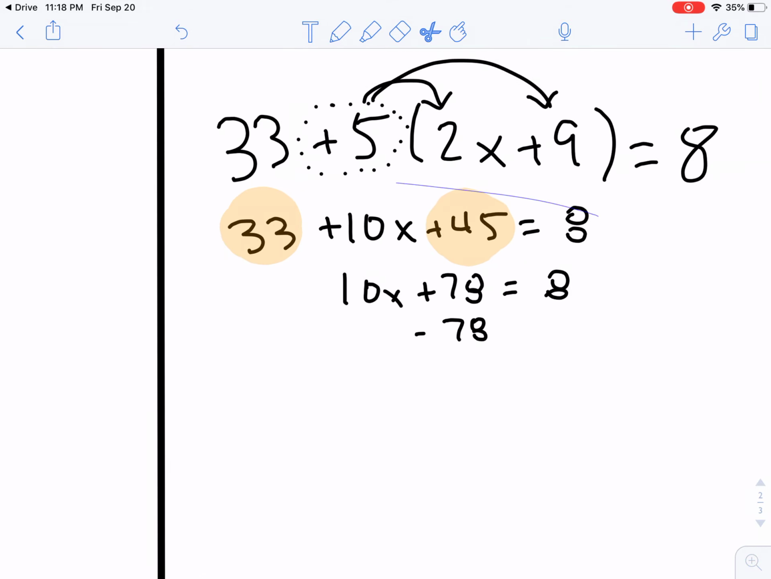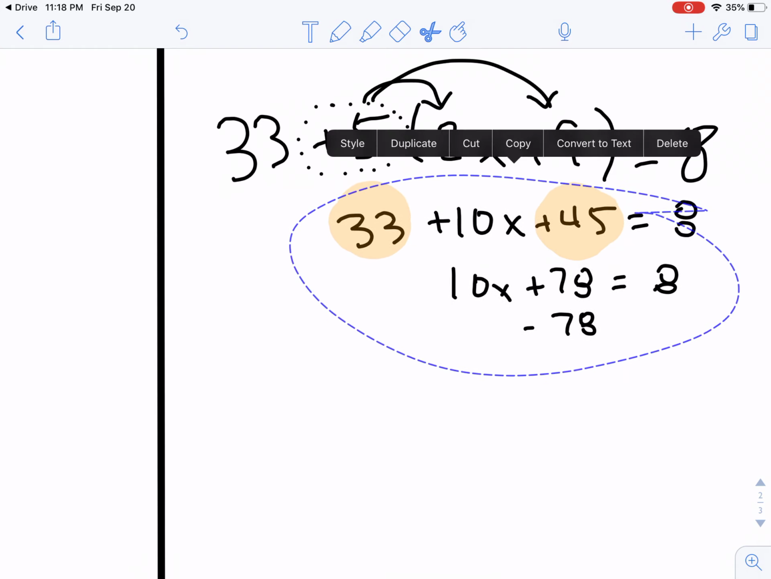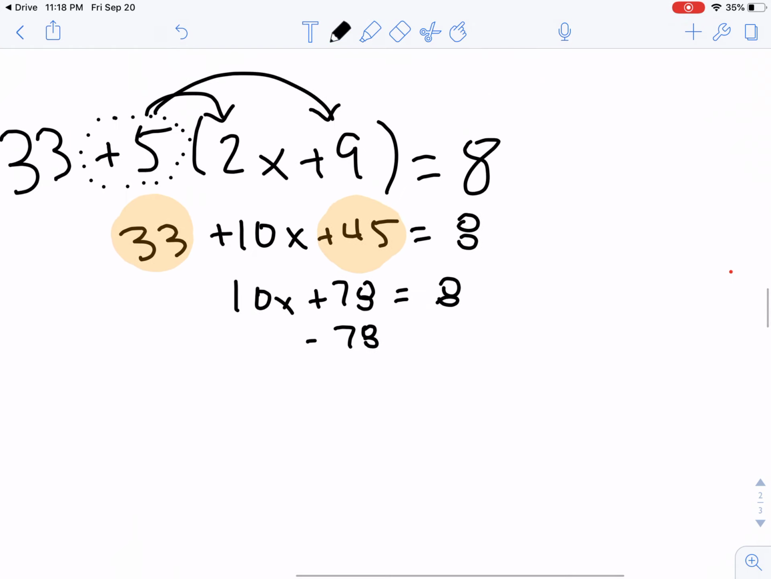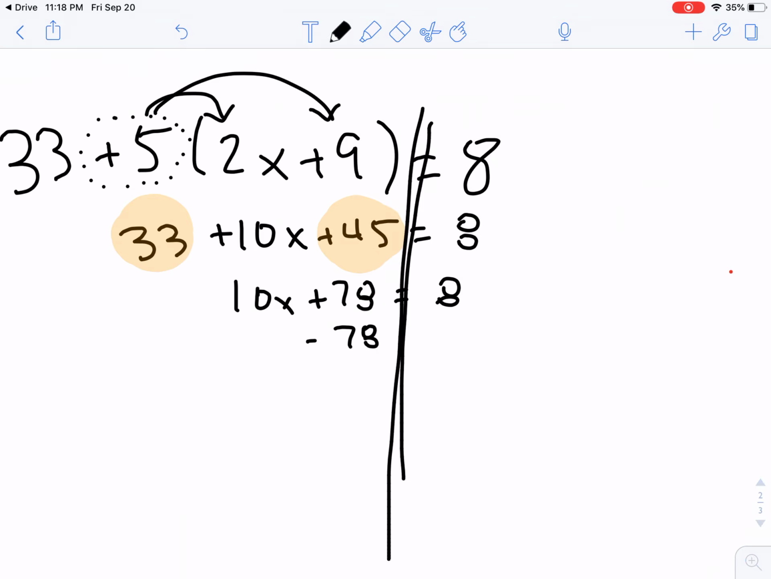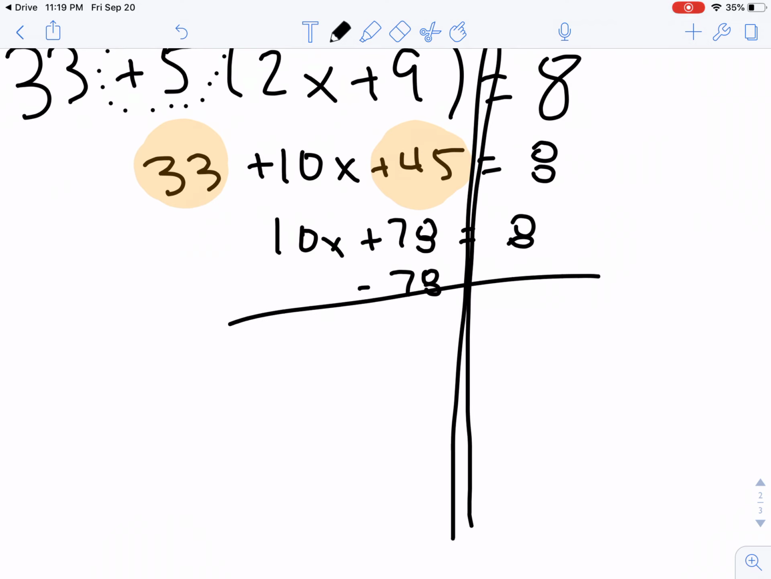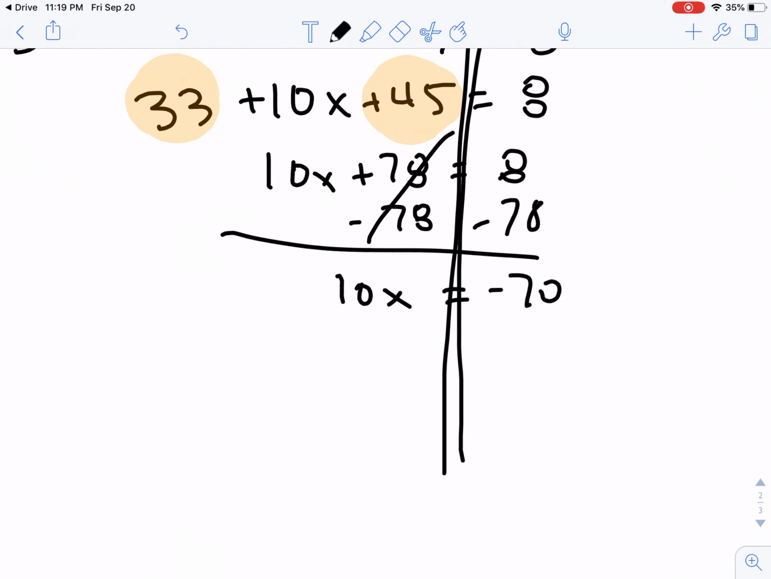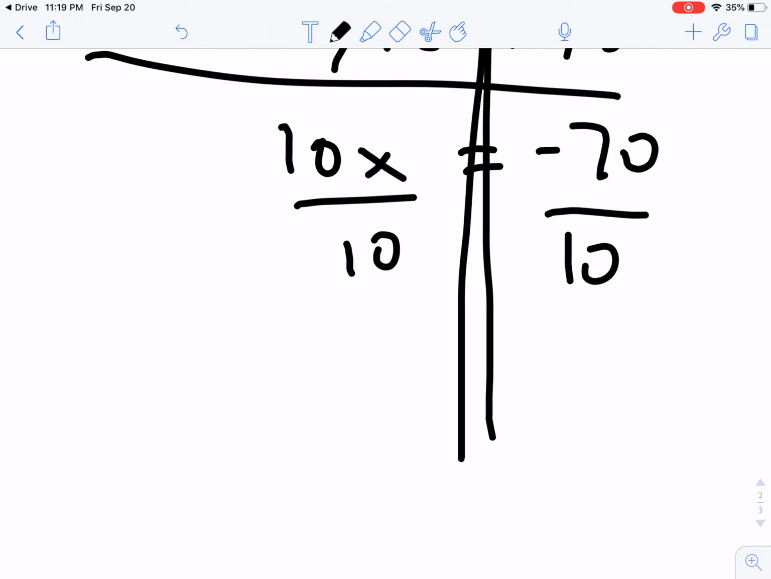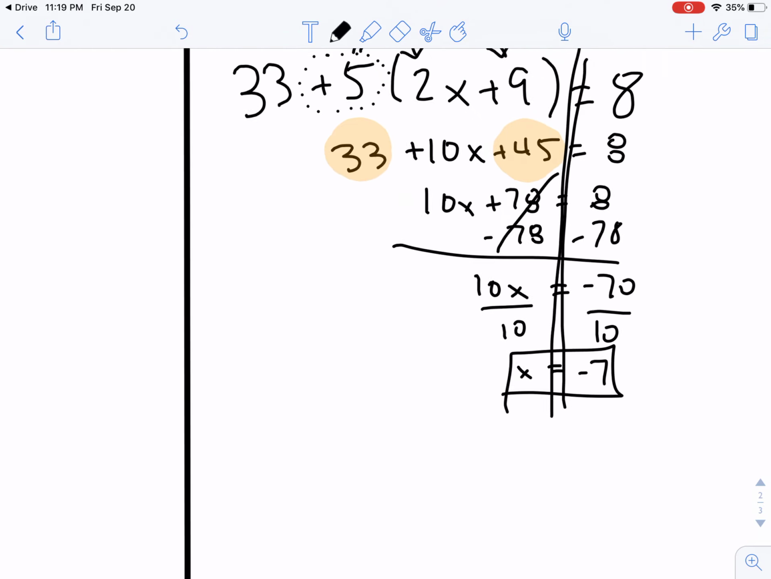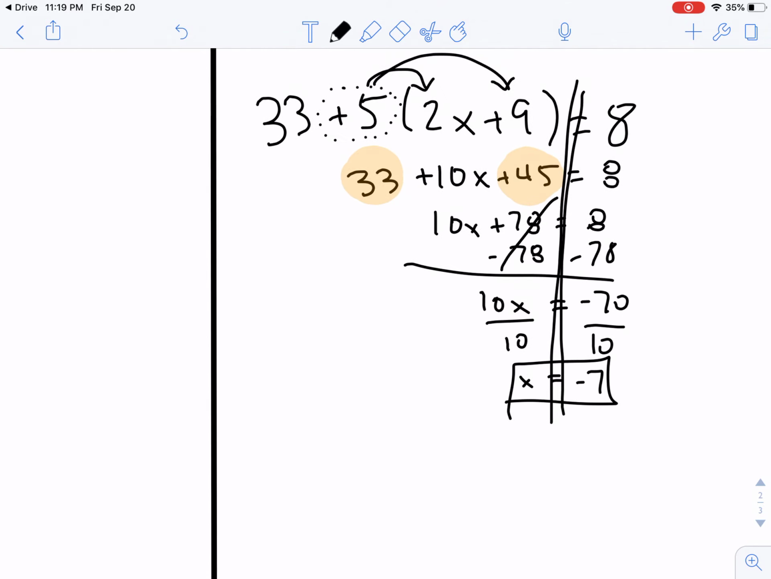This is what happens when you don't draw your equal sign early. Oops. Minus 78. Minus 78. 10x equals negative 70. Divide by 10. Divide by 10, because that's the coefficient. x equals negative 7. Alright.